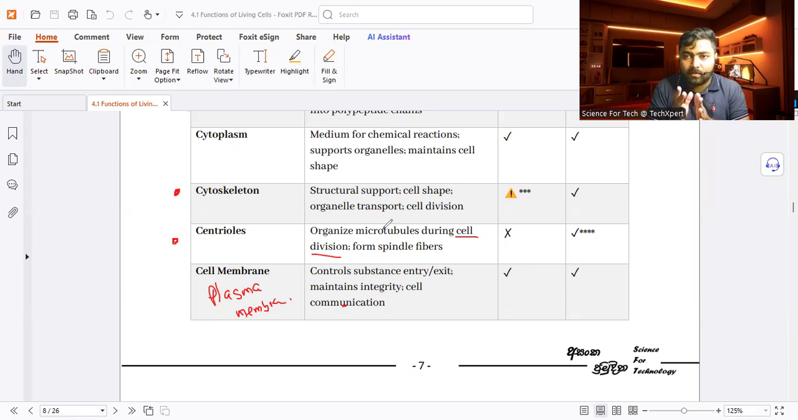Not some substances, all the substances. If there are any harmful substances, it doesn't allow them to enter into the cell. And this maintains cell integrity and cell communication.